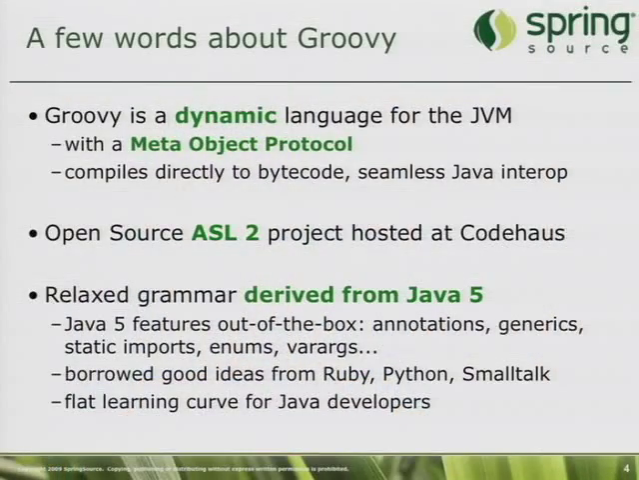Okay, so let's start more concretely. A few words about Groovy. Groovy is a dynamic language for the Java virtual machine. Dynamic language in the sense that it's not a statically typed language. It supports typing information, so you can say String name. So it's not just loosely typed. In that sense, it's not dynamic because of typing, but dynamic because of the way it behaves.